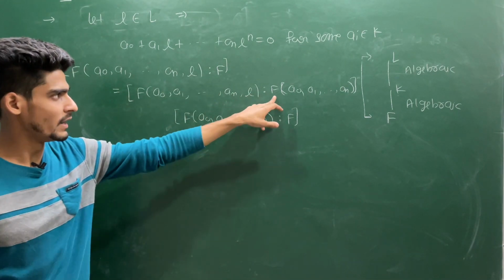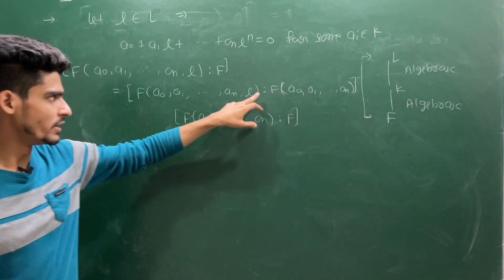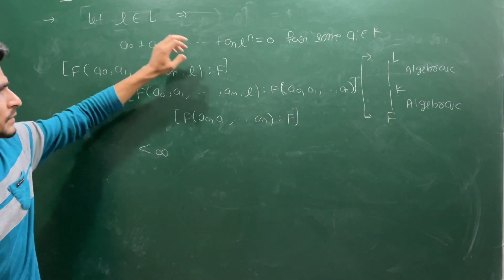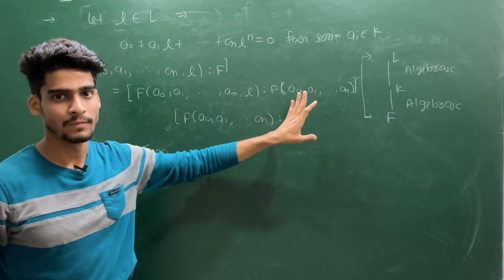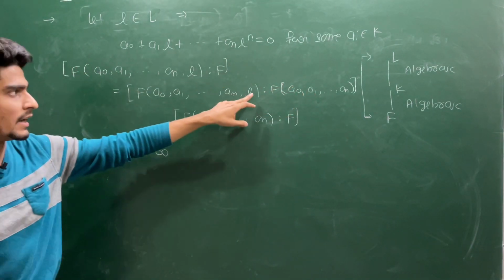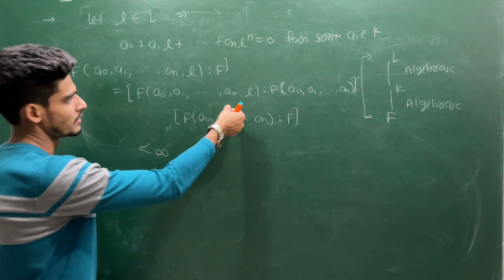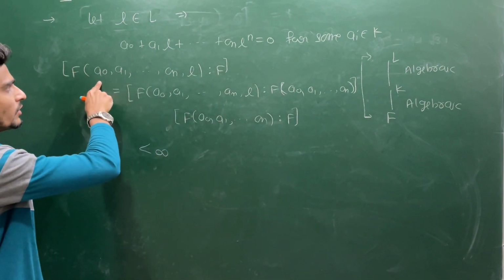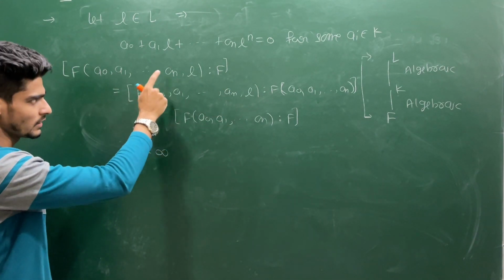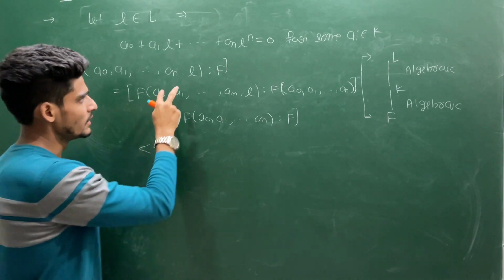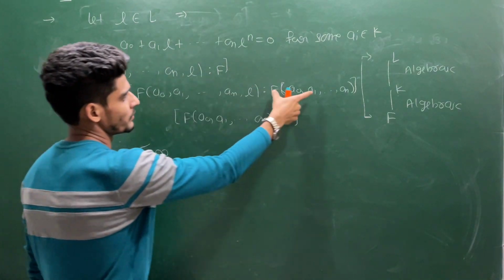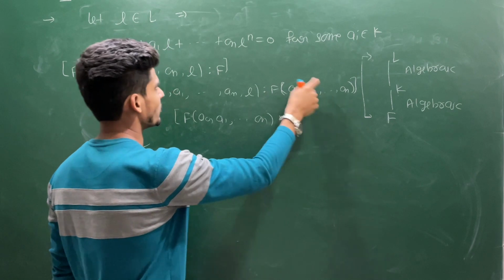But there is a polynomial in this extension which contains L as a root, because this polynomial is now defined on this, not just in K. It is already in K, but the way I have constructed this extension F(A0, A1, AN, L), this polynomial is defined in it and contains L as a root.